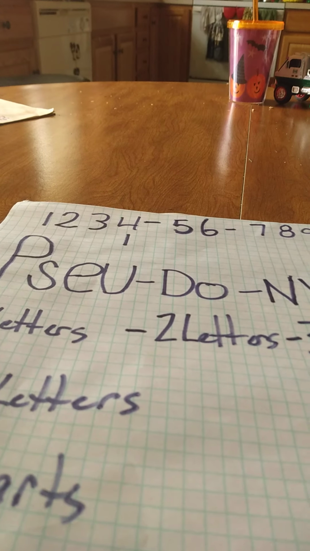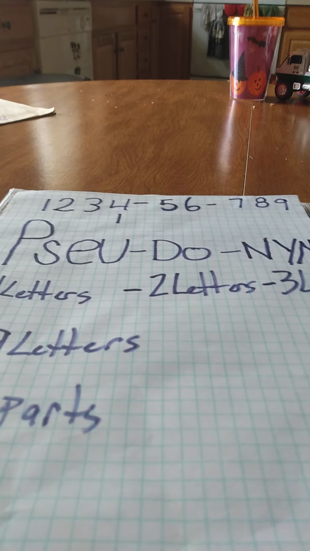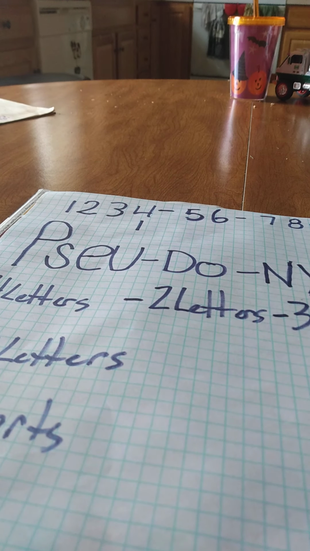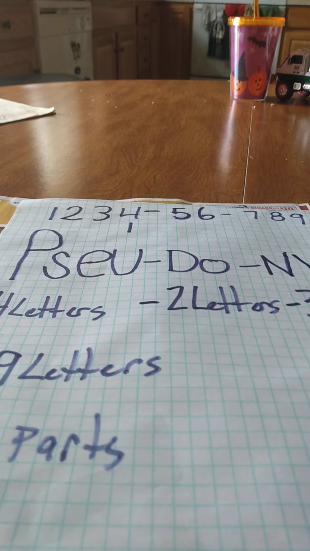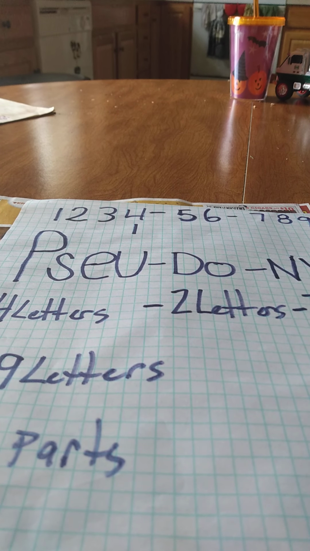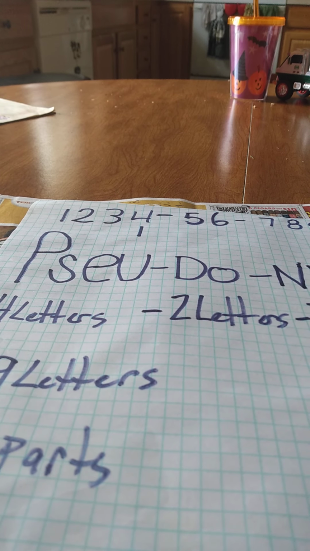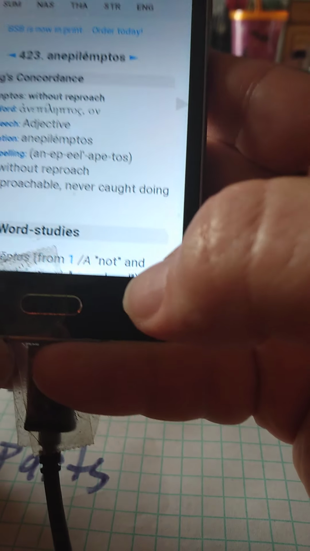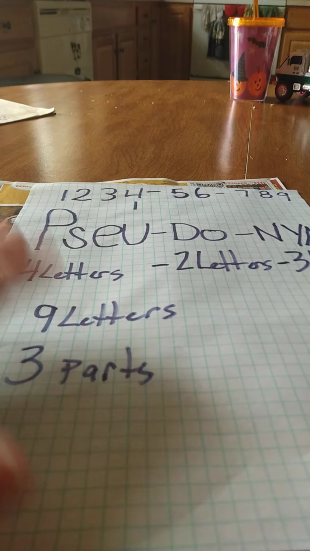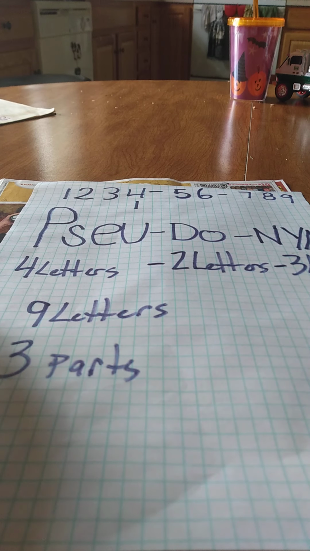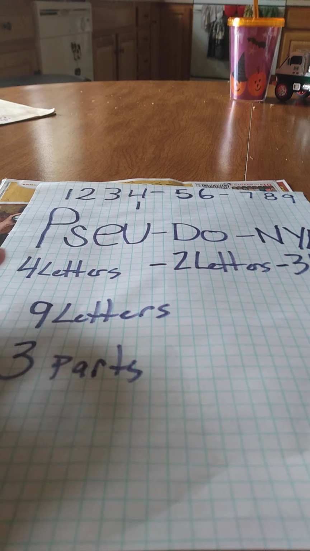See, people, that's what I was saying. It's amazing how I'm led to stuff. So, but it's an oath too. So remember, it's also irreproachable. So anyhow, this word pseudonym is 9 letters, right?